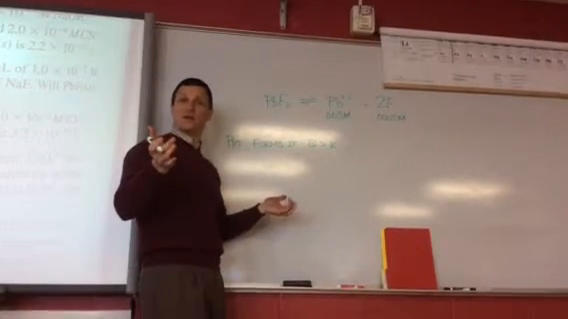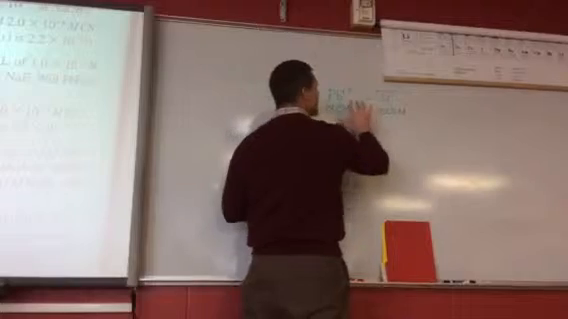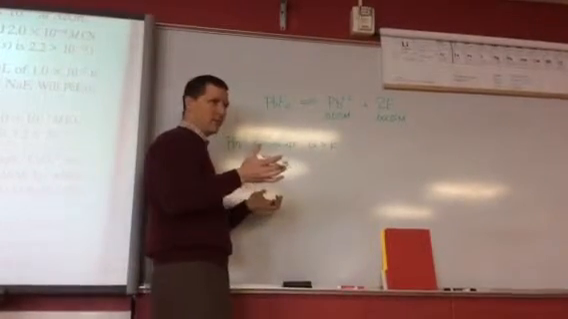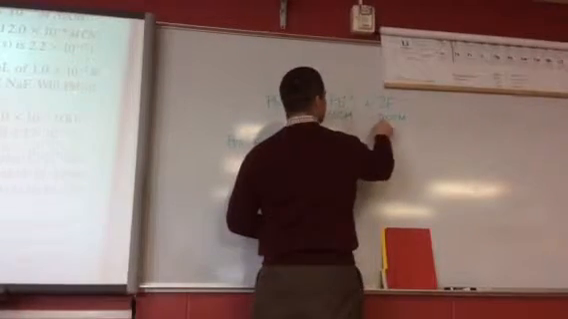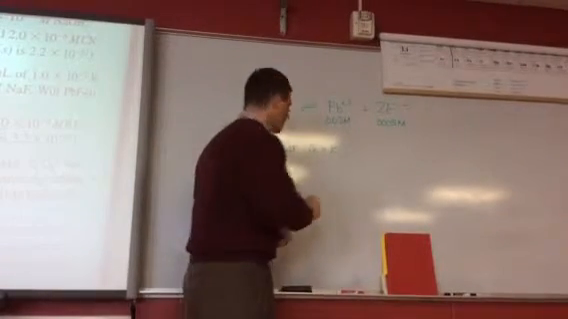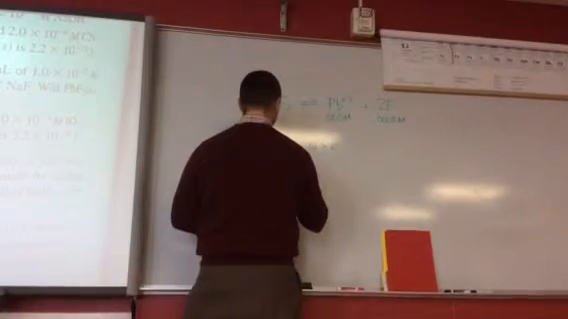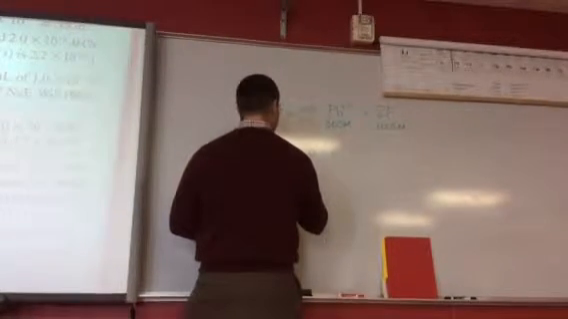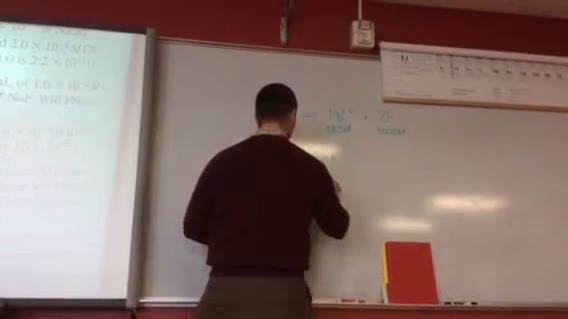So can we calculate Q? Yeah. Q is calculated the same way as K is calculated. We know that this thing is not right now at equilibrium, or it may be, I guess, if Q is equal to K. Let's calculate Q. Take that times that squared. What do you get? Q equals 0.005 times 0.0005 squared.